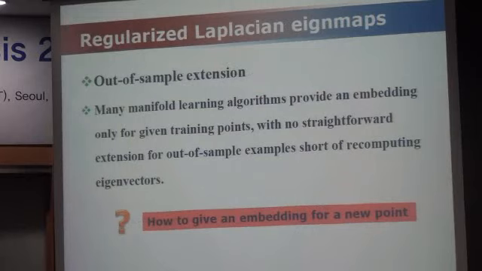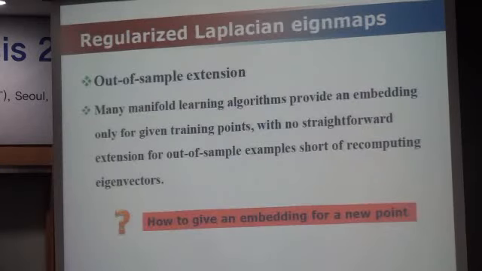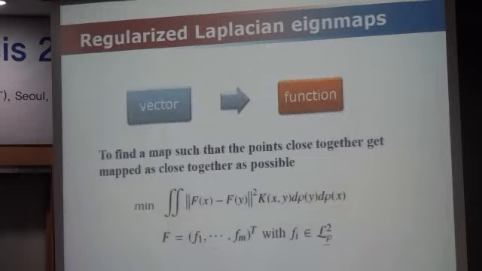In the above, the algorithm only deals with the sample points. And the question is, if we get a new point x, out of sample, how do we get the dimension reduction? So we want to take the out of sample extension. This means we move from vector to function.